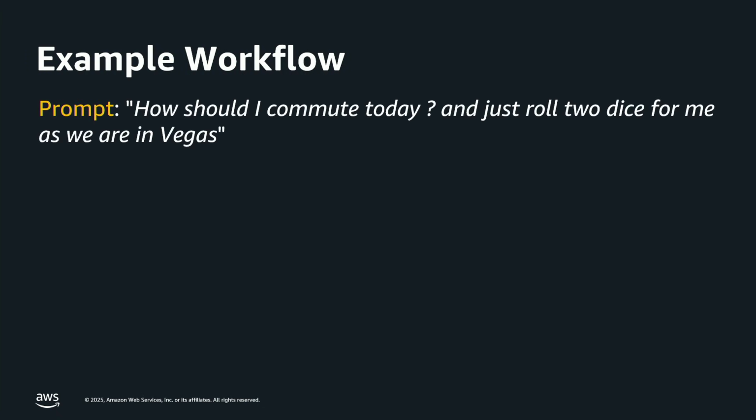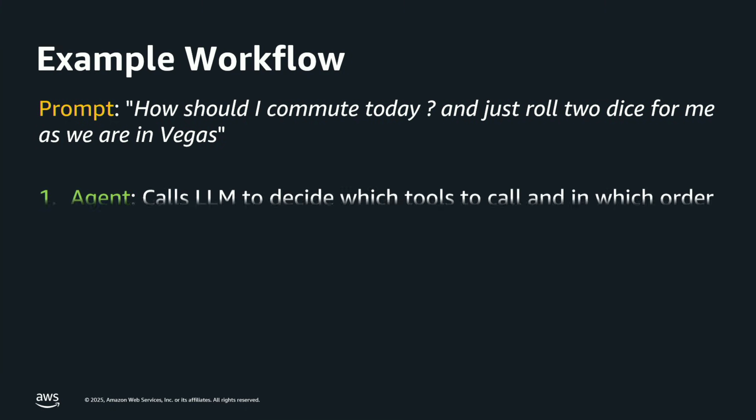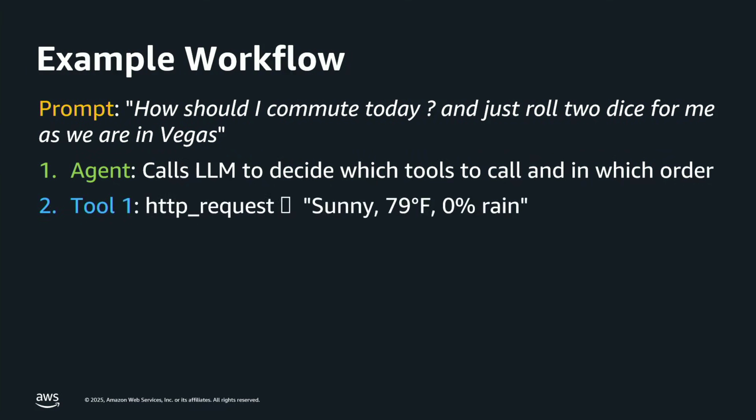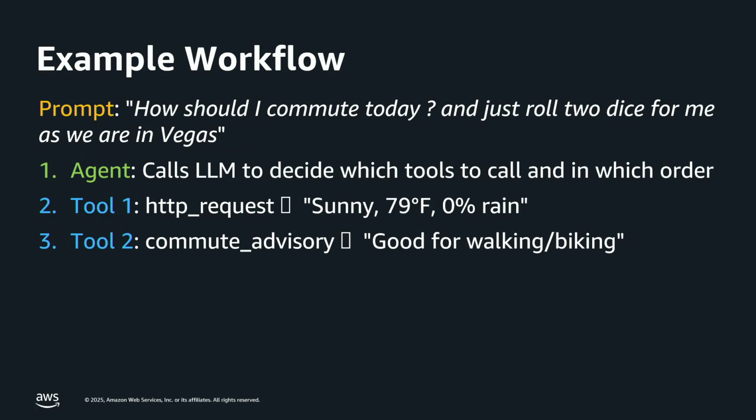So we'll give our agent a pretty simple prompt. How should I commute today? And we're telling it, hey, I'm in Vegas. Let's roll a dice, gamble for me. What are my lucky numbers? Notice we're not asking about the weather. We're not saying, tell me how I should commute based on the weather. It's going to figure that out for us. Like I said, we're letting the agent decide what tools should be executed and when.